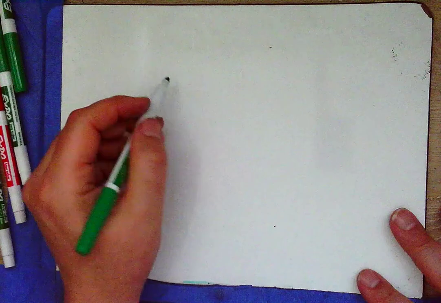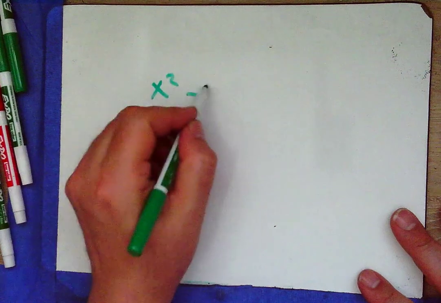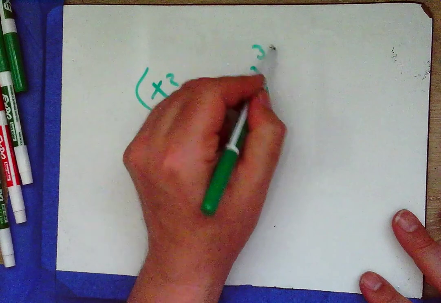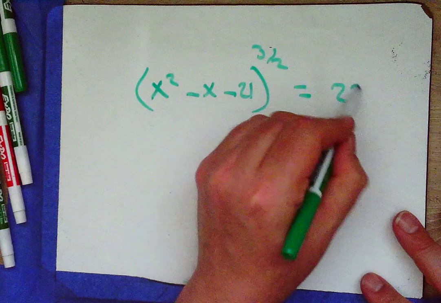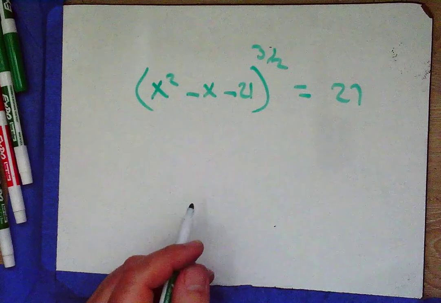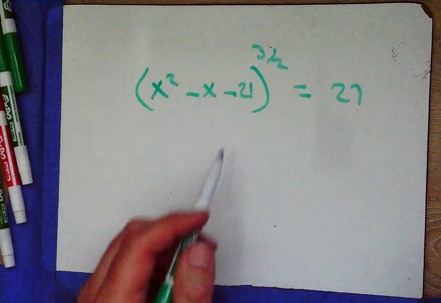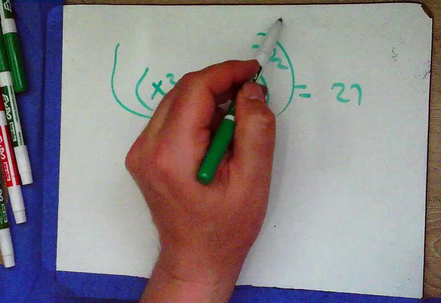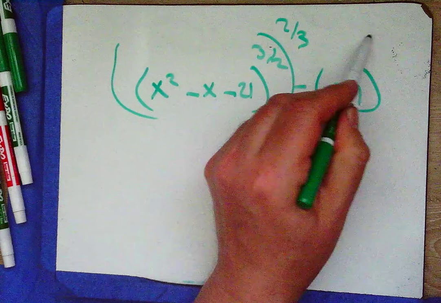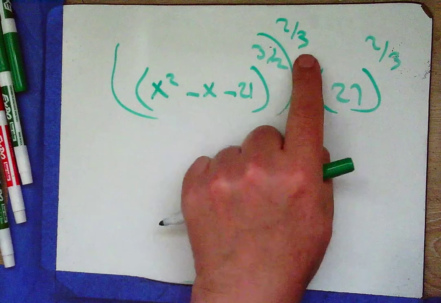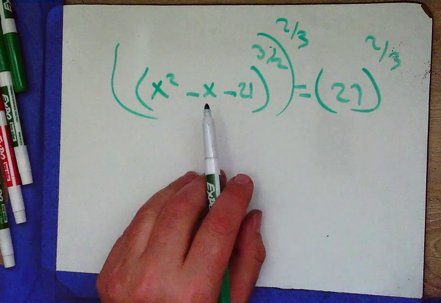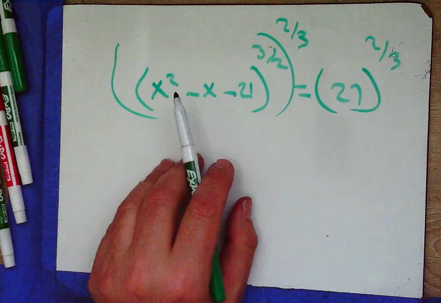All right, how about this one? x squared minus x minus 21 to the 3/2 equals 27. Okay, so I raise both sides to what power? To the 2/3 power. Is this denominator even? No, it's odd. So why don't you finish the problem? Pause the video, come back when you're done.